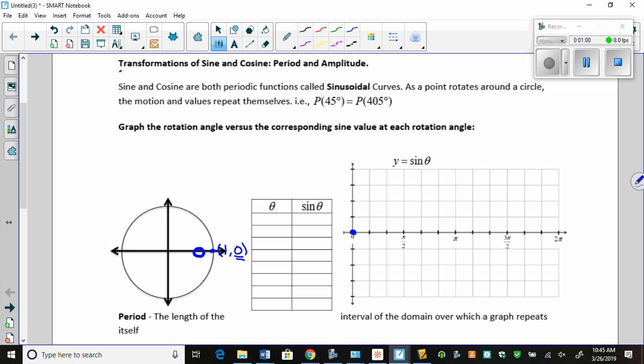And I'm going to go to pi over 2 next. So this is pi over 2. What's my y value? 1. What's my x value? Do I care about my x value? No, I just care about this. So the coordinate for sine would be pi over 2 and 1.